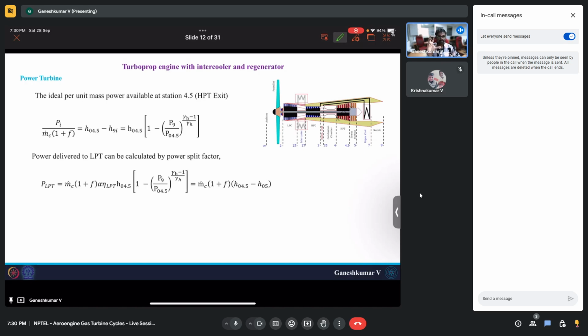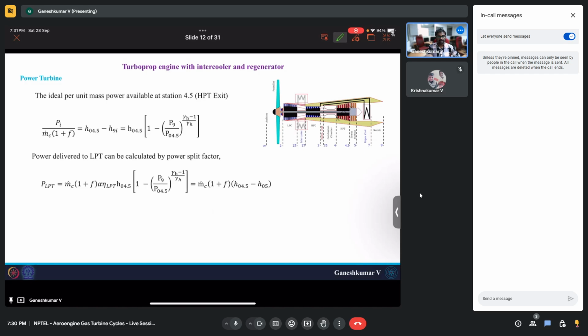So the power delivered to the low pressure turbine will be equal to m dot c into 1 plus f into alpha into eta LPT times this portion, H0 4.5 times 1 minus this thing. This whole thing is going to be equal to the pressure and temperature loss across the power turbine. So what would that be? Or you can say the enthalpy lost across the power turbine. So that would be H0 4.5 minus H05. So finally we need to find H05.